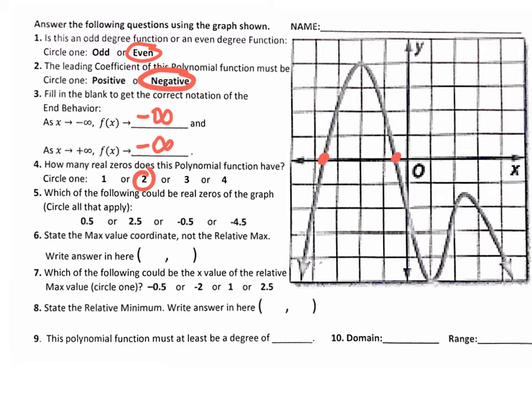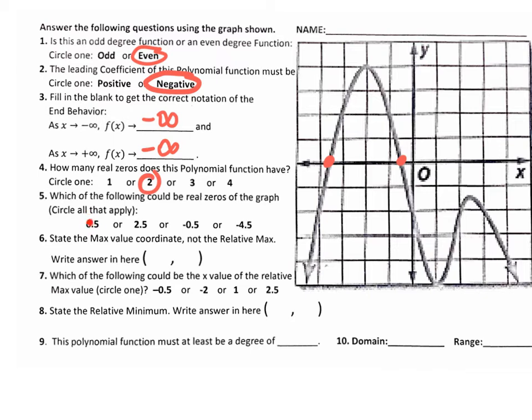Then it says, which of the following could be real zeros of the graph? Circle all that apply. So could it be 0.5? No, because that's right here. There's no answer right here. So what's the answer? Negative 0.5.